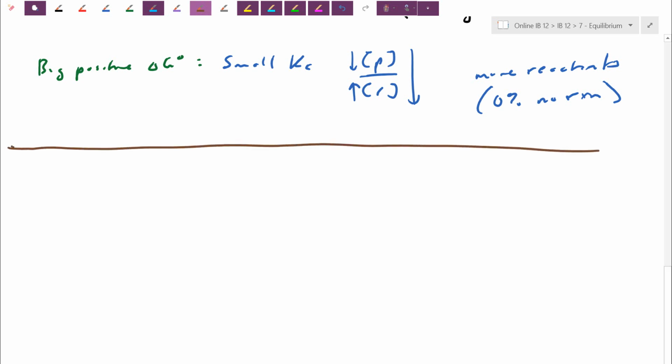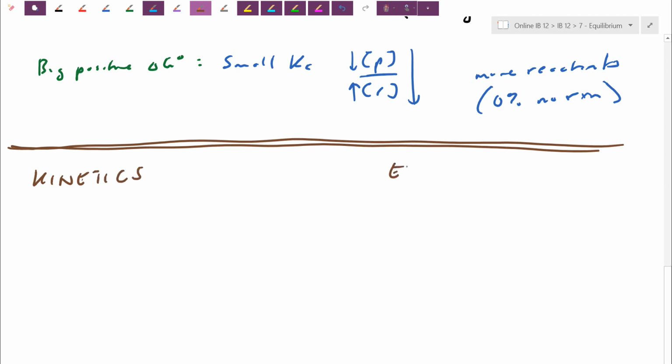One other connection I just want to make is, so far we've been studying kinetics, the speeds of reaction, and equilibrium was our second chapter. I want to just tie these two together. Right?